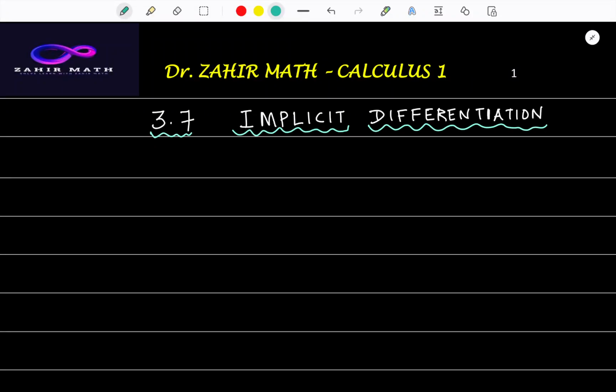Dear students, today we are going to learn two very important topics from Calculus 1: implicit differentiation and related rates. 3.7 is implicit differentiation and 3.8 is related rates. Both the chapters together, I'm going to make as one video.